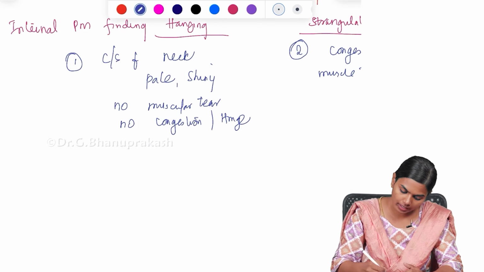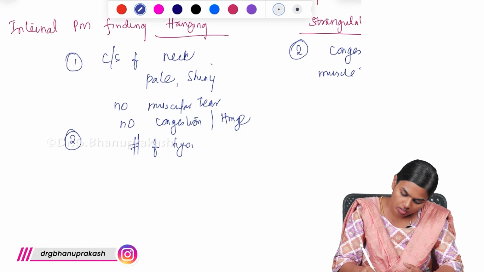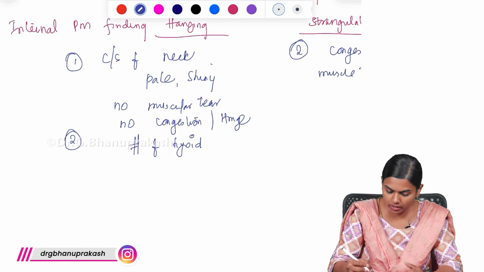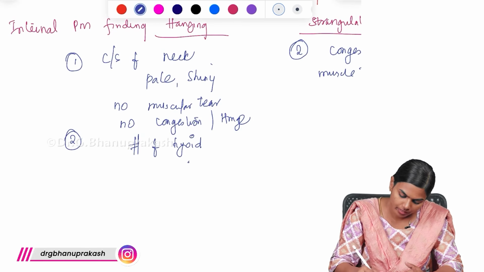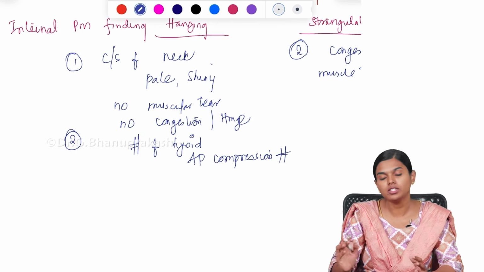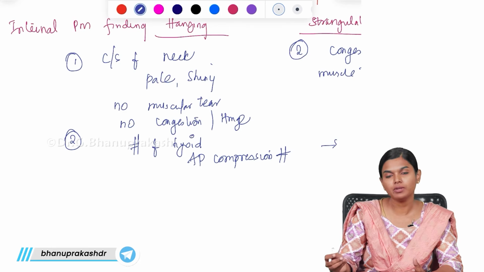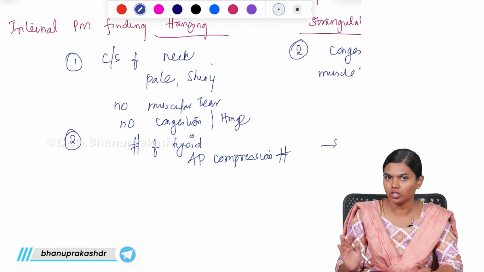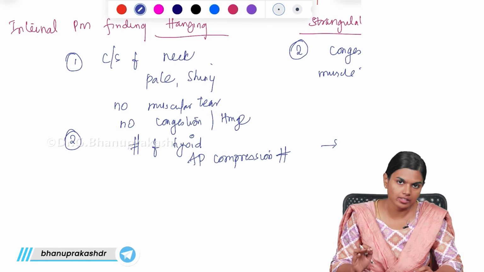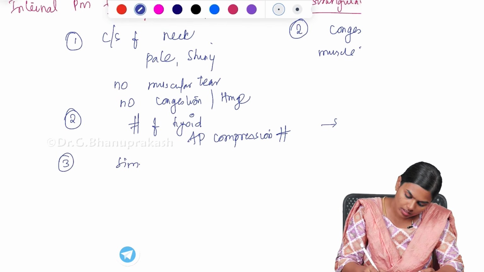Apart from that, you will get fracture of the hyoid. In this fracture of the hyoid, you will get something known as an anteroposterior compression fracture. This anteroposterior compression fracture is the same; it can be seen in both strangulation and hanging. So this internal feature you can see. And the next internal feature is Simon's hemorrhage.